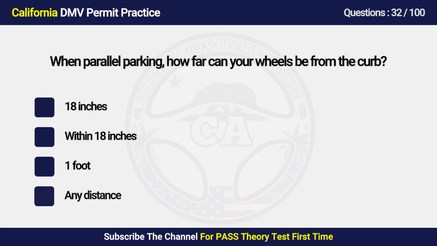Question 32. When parallel parking, how far can your wheels be from the curb? A. 18 inches. B. Within 18 inches. C. 1 foot. D. Any distance.